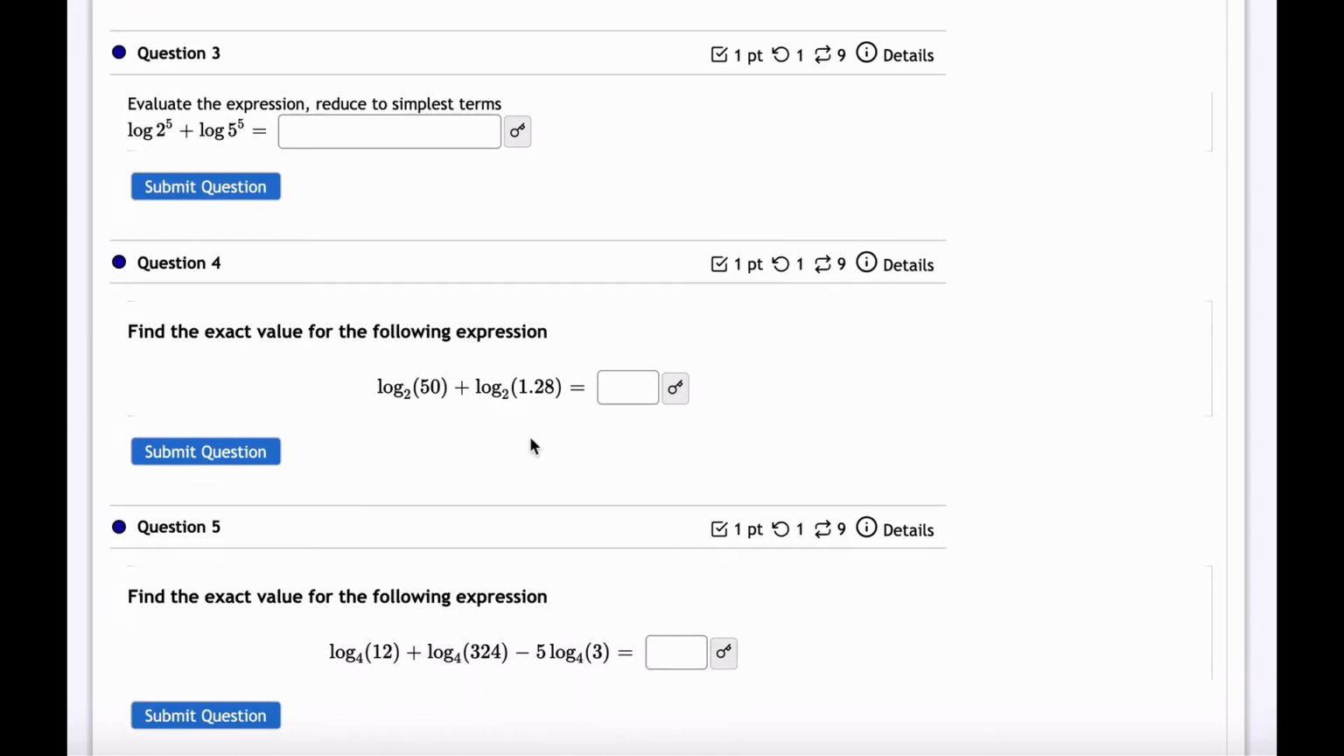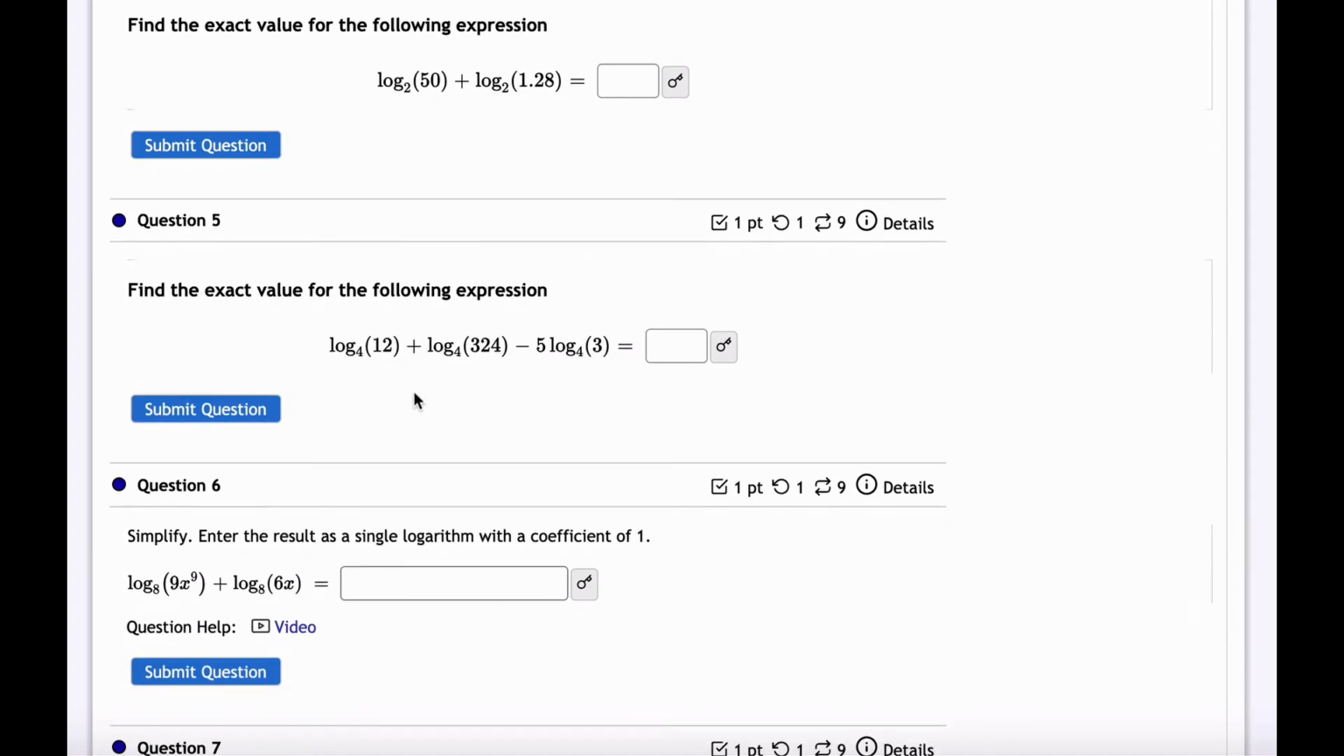Fourth one, this is another application of the first log rule that deals with the log of a sum. I kind of like this one though because the log base 2 of 50 is not something you know, nor is the log base 2 of 1.28. But I think when you combine these using your first log rule, it'll turn into a log that you can evaluate and get the right answer.